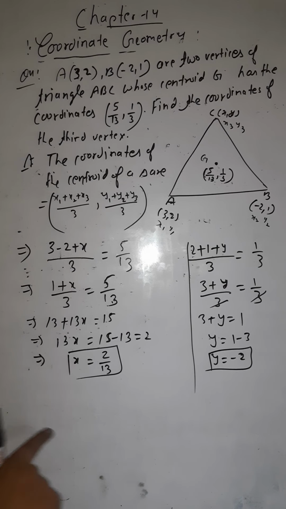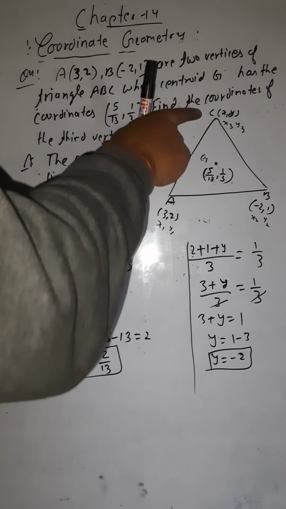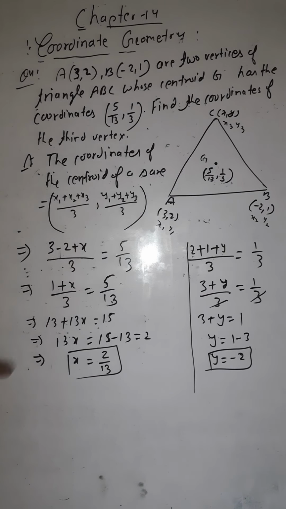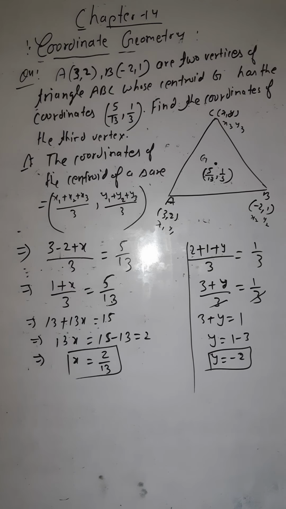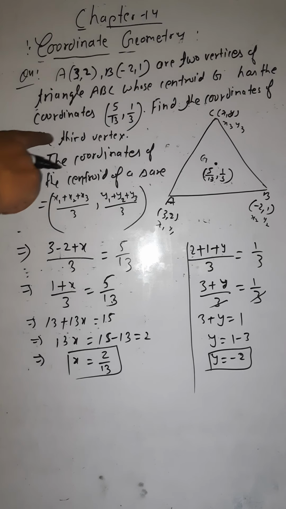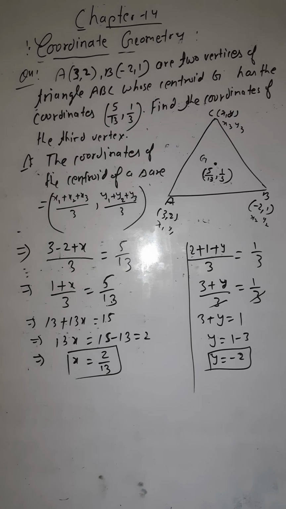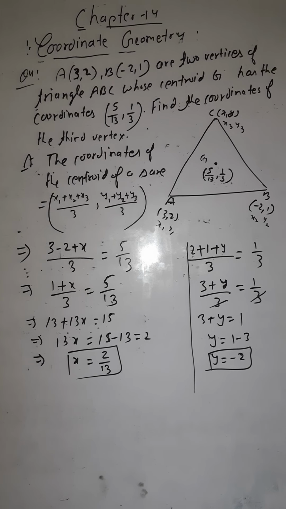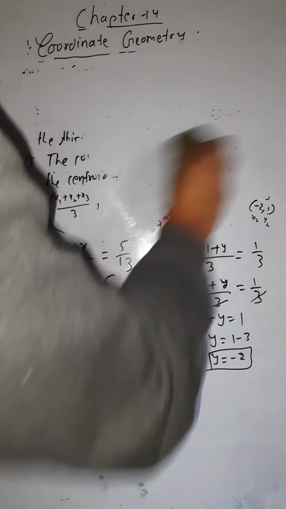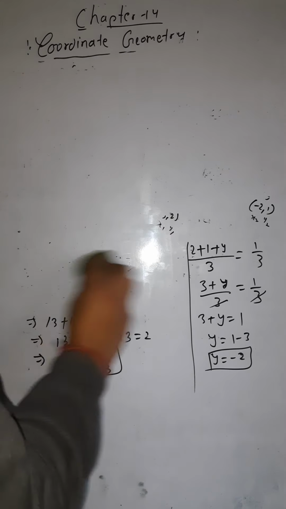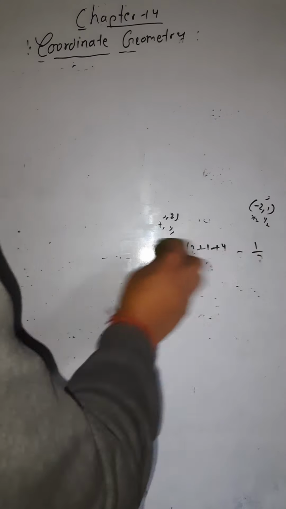So therefore the coordinates of the third vertex are what? 2 by 13, minus 2. Okay, we have found the coordinates of the third vertex. So this is how we will solve the question related to the centroid. Now I am taking one more question here. First you note it down. Now the next. Next question is, write down the question.